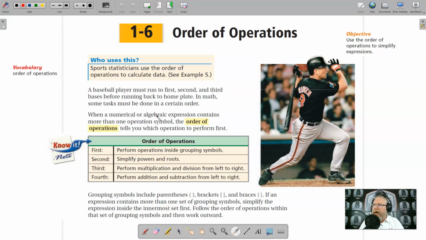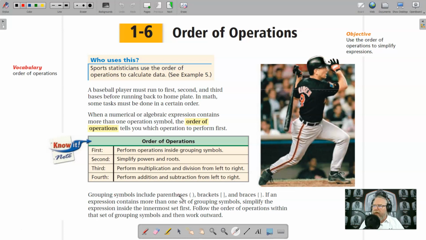When a numerical or algebraic expression contains more than one operation symbol, the order of operations tells you which operation to perform first. Here we have a table with the order of operations. First, we have to perform operations inside grouping symbols. Second, we simplify powers and roots. Third, we perform multiplication and division, going from left to right. And fourth, we perform addition and subtraction, also going from left to right.